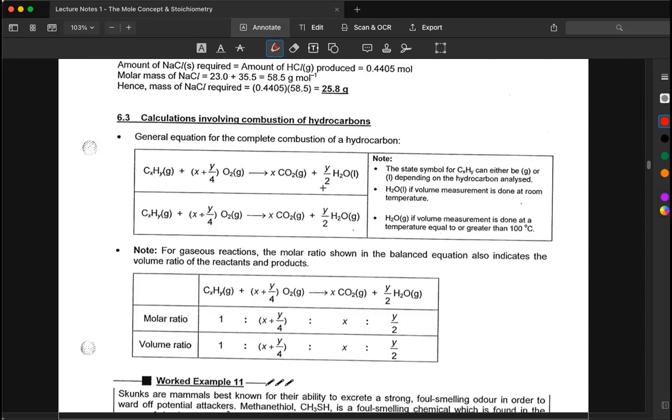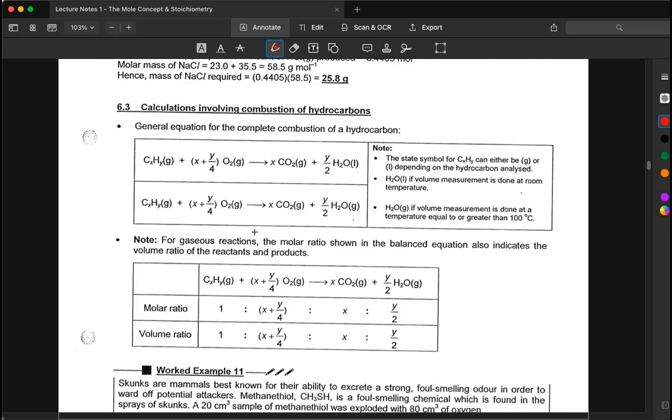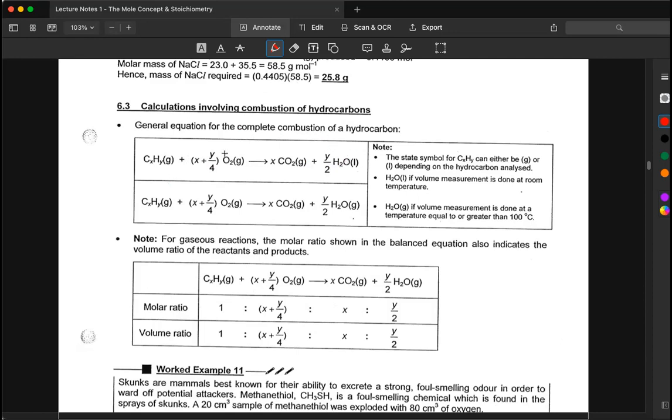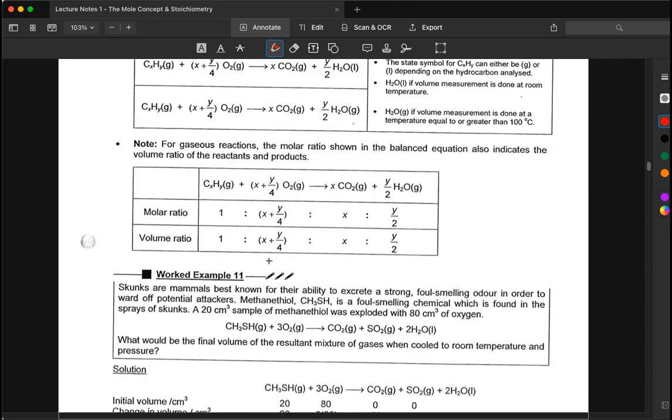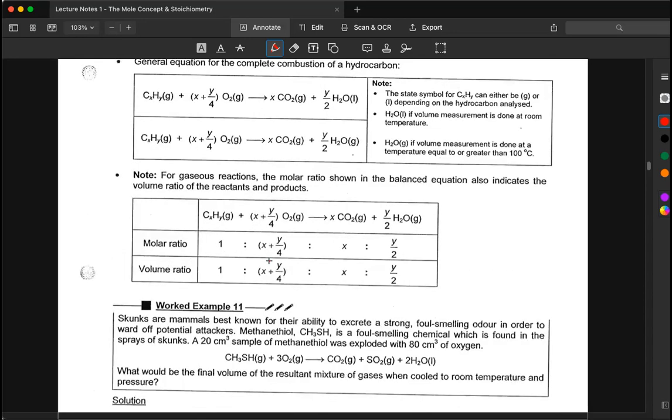So you have Y over 2 lah. To consider the 2 here. Okay, so the formula is always like that. Just use this formula. It will be easier to carry out the calculations. All right, and the mole ratio equals to the volume ratio. Okay, let's try a question. Look at this question, then we'll try.